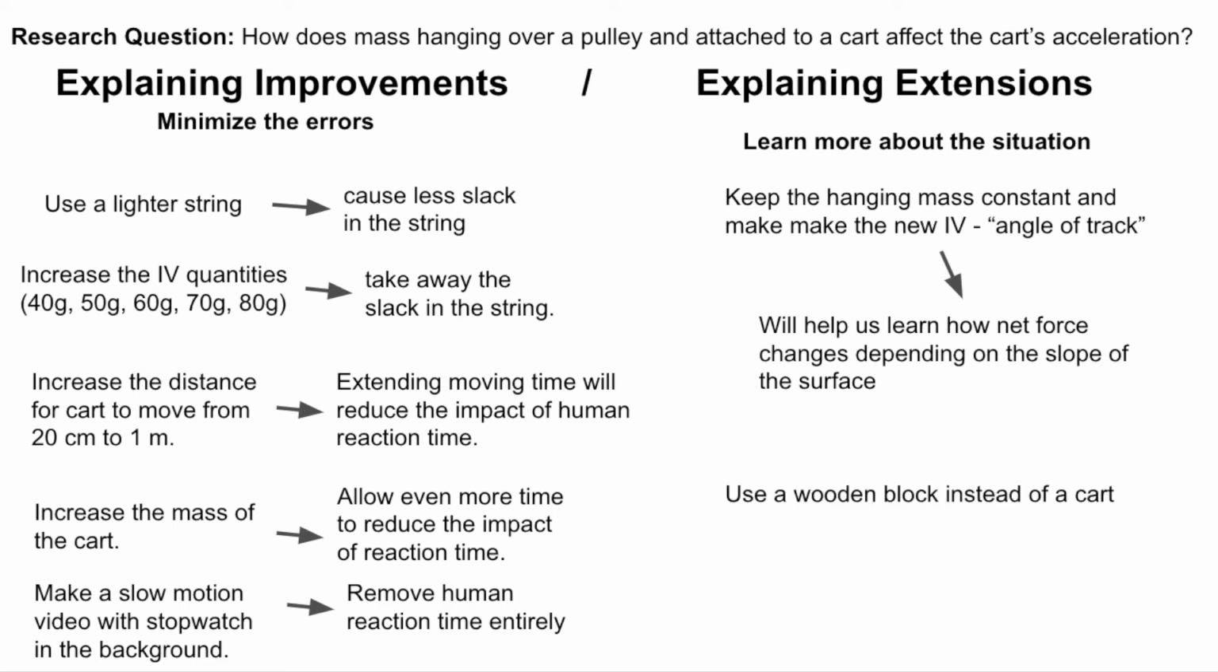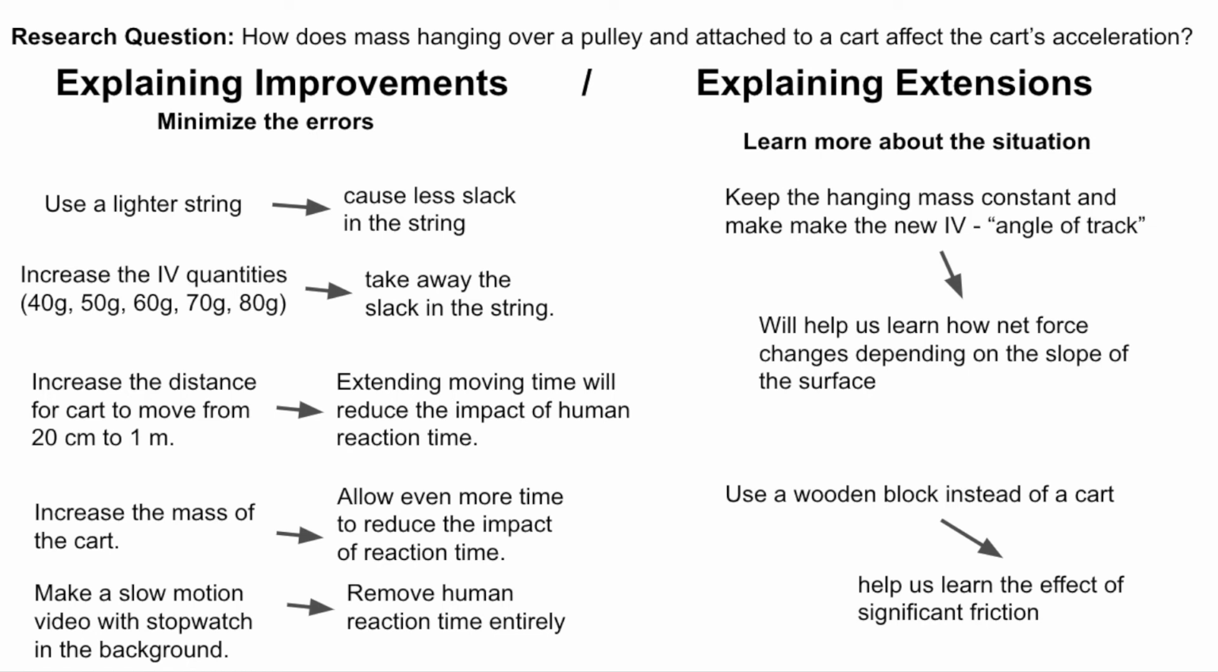Another extension that we could do would be to use a wooden block instead of a cart. Now, it's not obvious why we would do this, because the first thing that you would think of is, well, those carts are great and they have very little friction, so why would we want to take them out of the experiment? Well, that could be an advantage, because if we used a wooden block instead, it could help us to learn how having a significant amount of friction affects the acceleration of an object. And hence, then we can learn more about how friction affects the net force acting on the object.